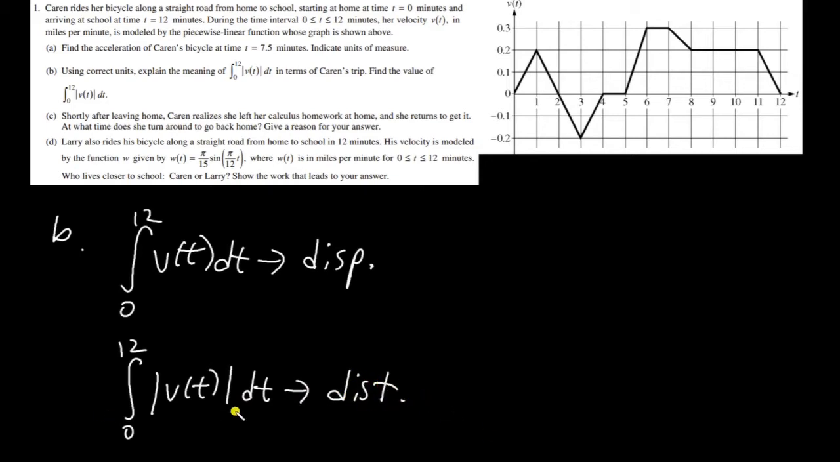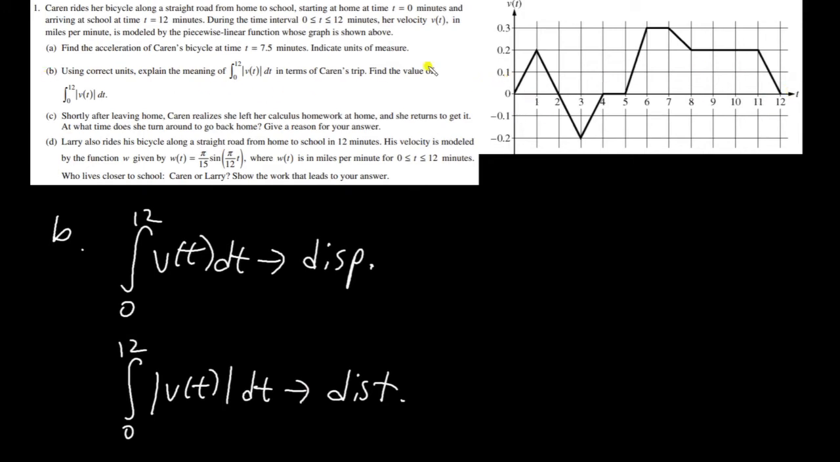Okay, the distance. And what that means is if you go forward a bit, then you stop and you turn around and you go back and you go forward and you do all crazy stuff. This is going to tell you the total distance that you traveled. If you had like a measuring device and it measured how far you walked, that's what this is going to give you. So they're asking you, what does it mean? Well, it's going to be the distance that Karen travels between 0 and 12. Now to find the value of it, all we got to do is find the area under this graph. Remember, the integral is the area under the graph between 0 and 12.